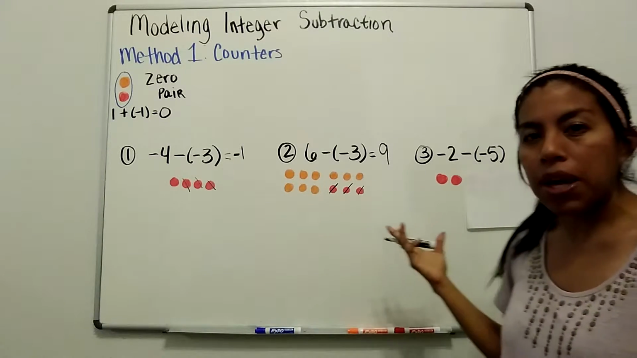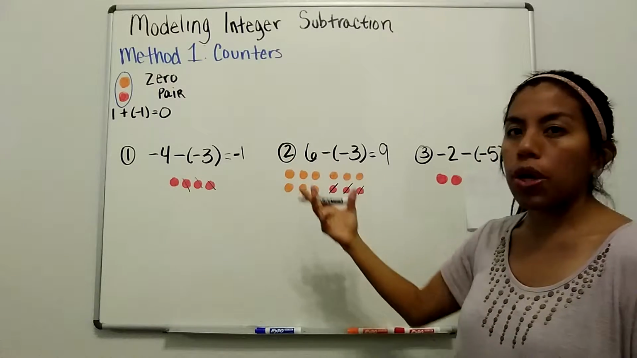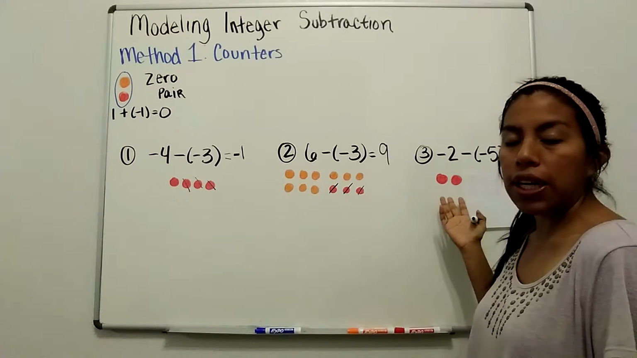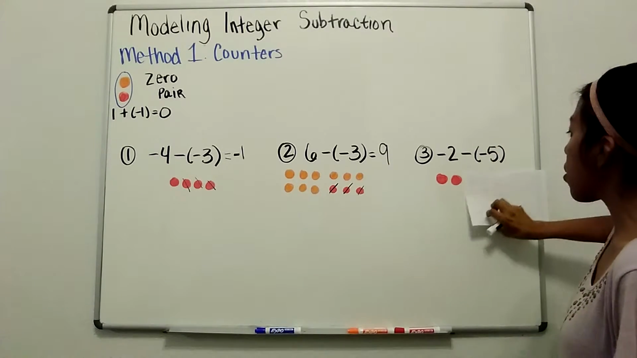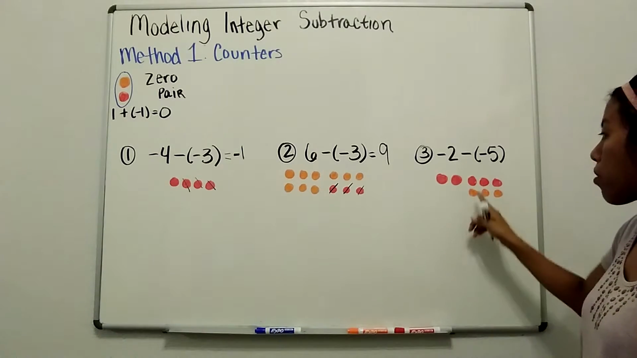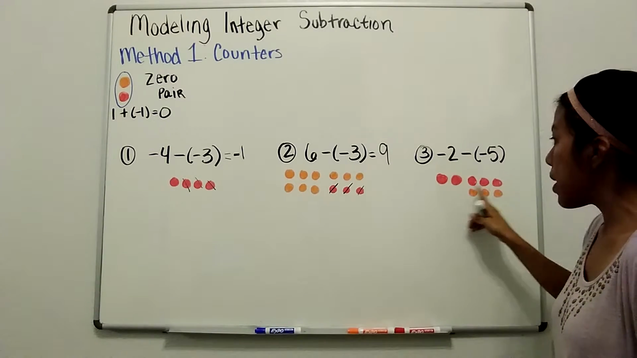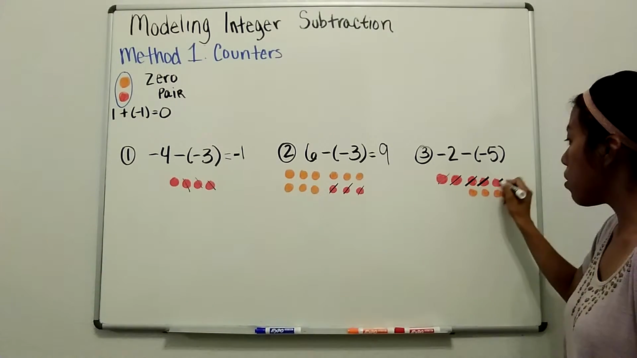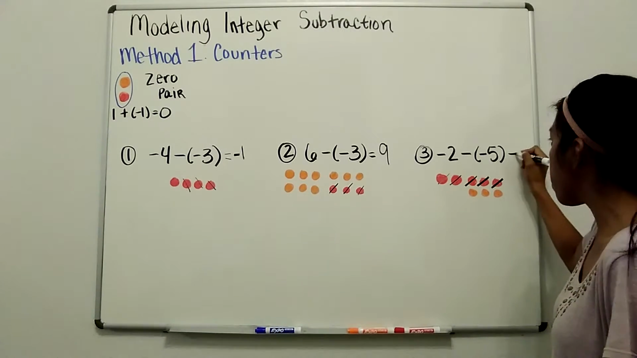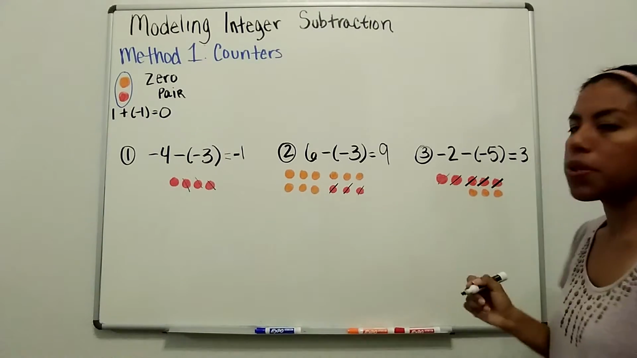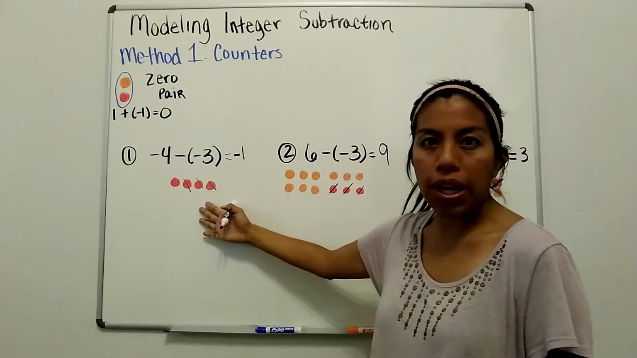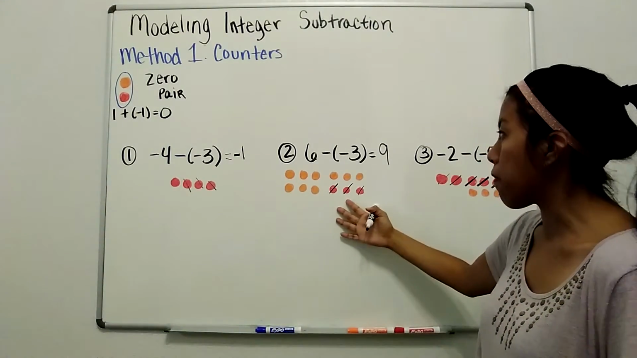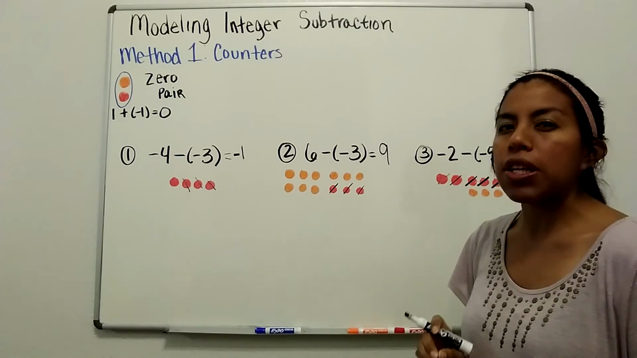So again, I need to depend on the 0 pairs. In this case, how many 0 pairs do I need to add to make it so I can take away negative 5? 3. So here I added 3 0 pairs, 1, 2, 3. Now I have negative 5 to take away. And if I take those away, I'm left with a positive 3. So in some instances, you can just take away. But in some instances, you need to add 0 pairs to your numbers so that you have enough negatives to take away. It's pretty simple once you get some practice.